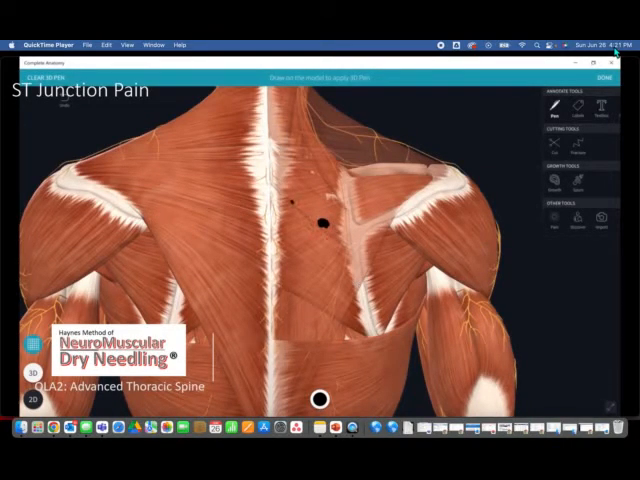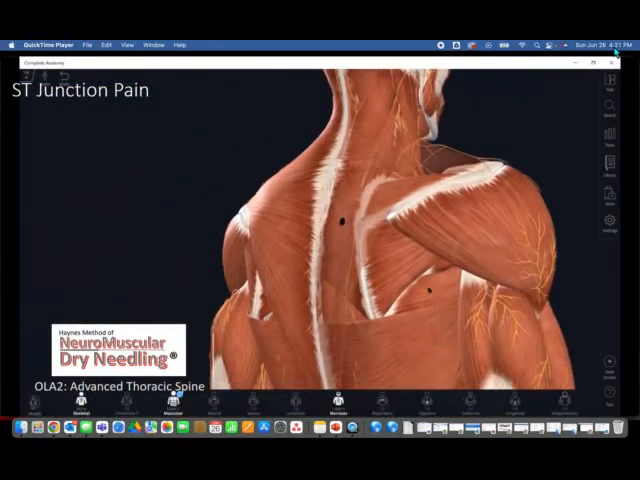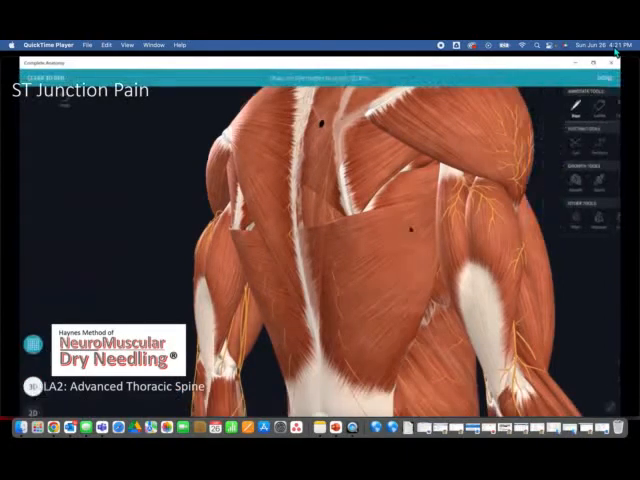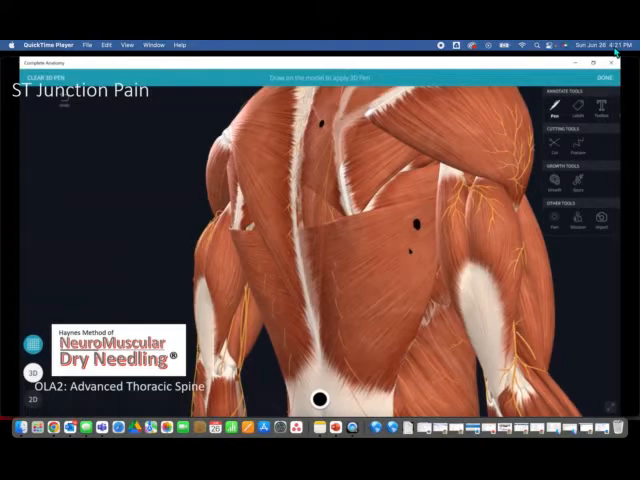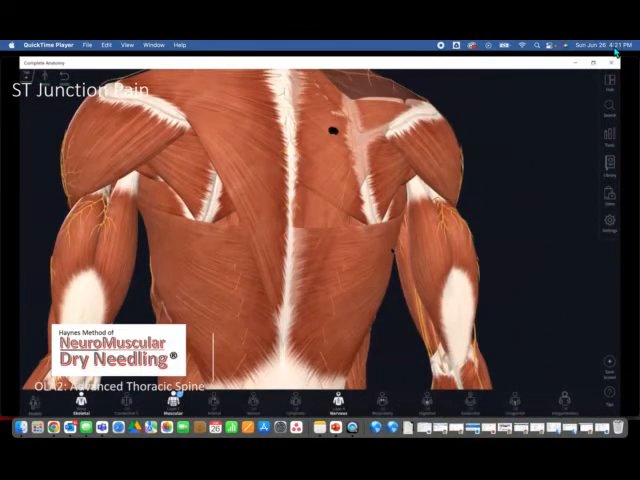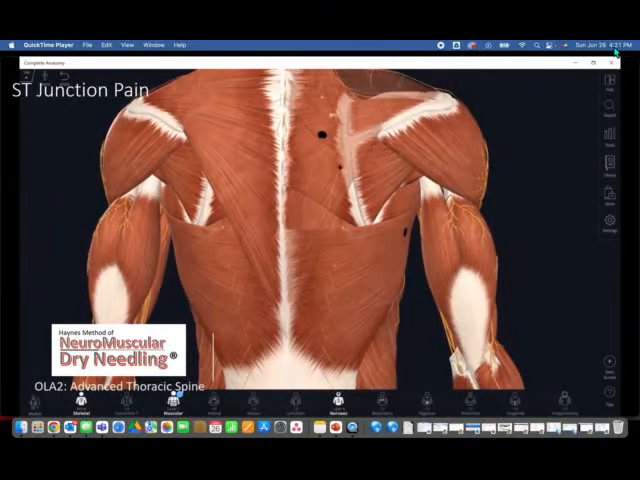But for our tertiary location, the plan is subscapularis, and then further laterally, we would catch the latissimus. Let me go ahead and pull the pin up. Right on the lateral aspect as well. So that would be our tertiary for our scapulothoracic junction pain.